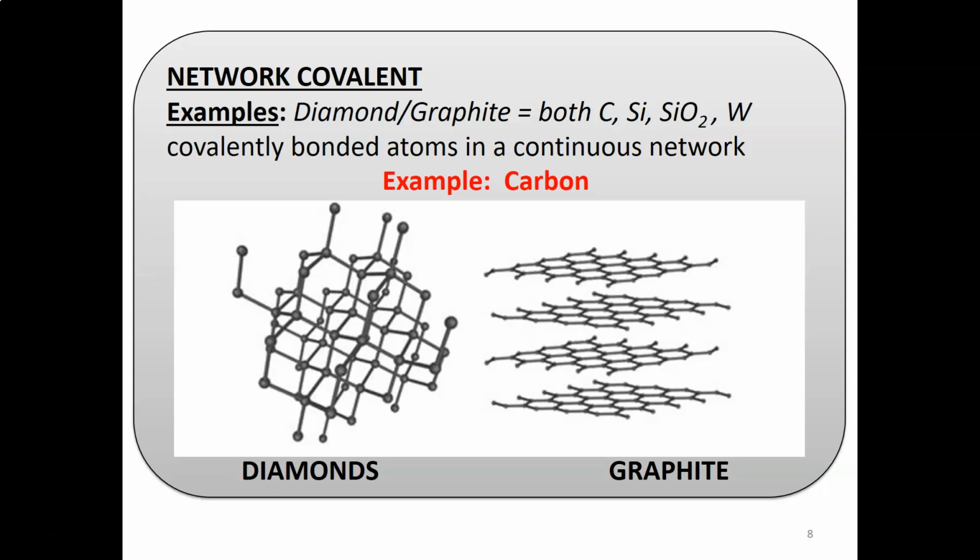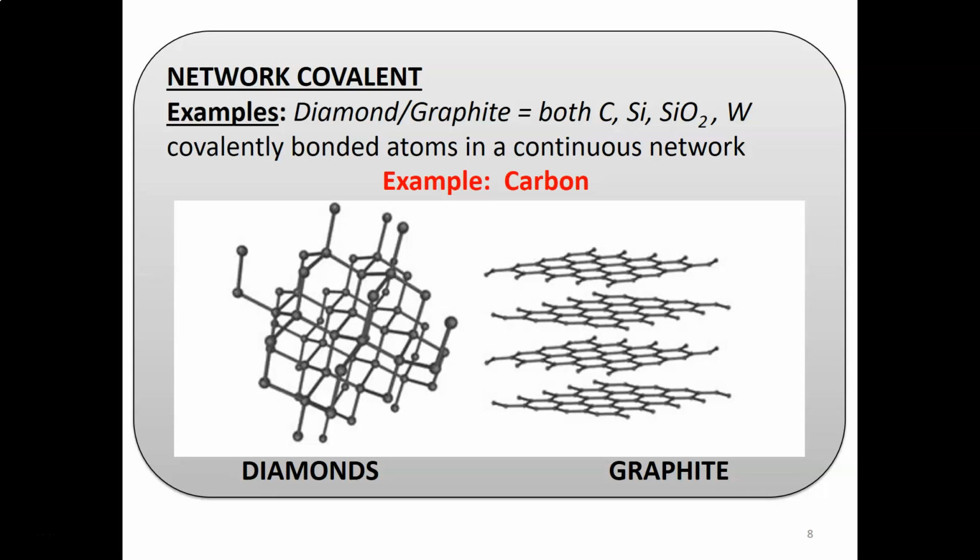So even though we're not used to thinking of our pencil lead as being very strong, it actually is. We're just only looking at the sheets coming apart from each other. We're not looking at the strength of the actual sheets themselves. So it's kind of a neat example for network covalent because you can see even within a network, they can be arranged very differently.